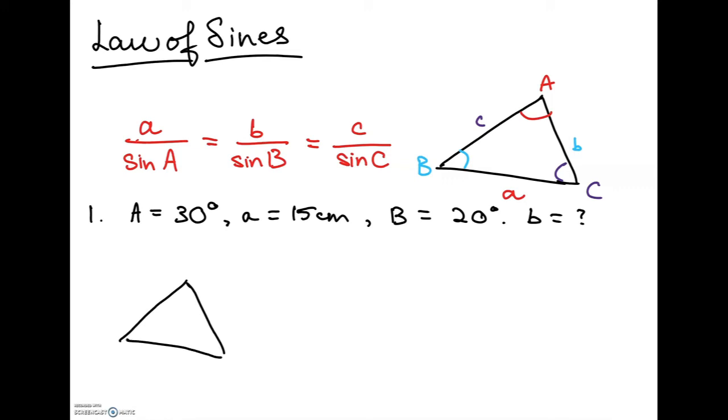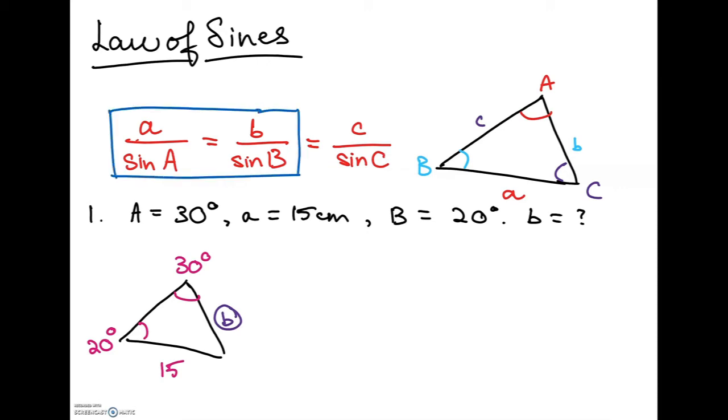and let's label our values. We know that angle A is 30 degrees, so this angle. We know that side length a is 15 centimeters. We know that angle B is 20 degrees. And we're asked to find what side length b is. Now, we can just substitute our values into the law of sines. We are going to be using this side of the law of sines because we know the values of a and capital A, and we know the value of capital B, and we're asked to find lowercase b. We don't have any mention of C, therefore we won't use that part of it.